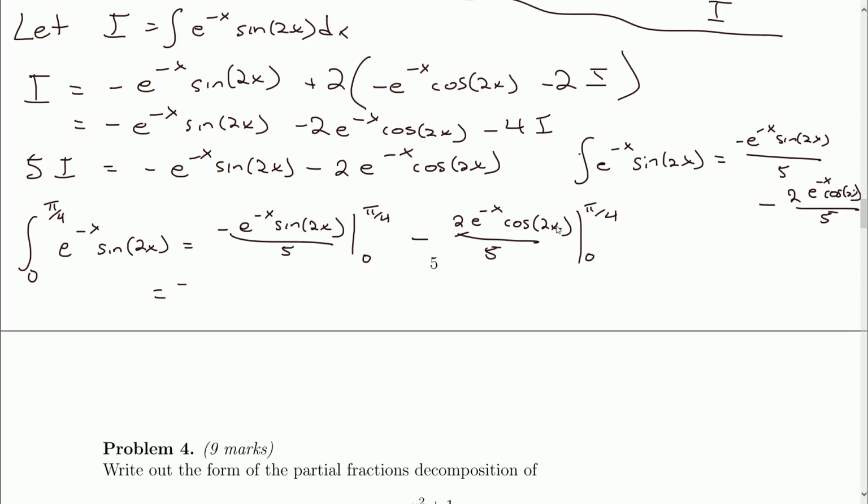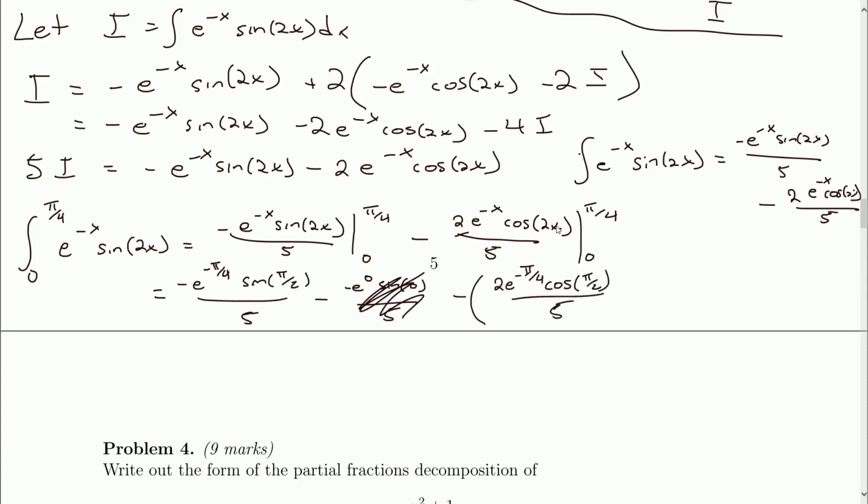Alright, so we'll get negative e to the negative pi by 4 sine pi by 2 all over 5, minus negative e to the 0 sine 0 over 5. Well, that guy goes away. Minus 2e to the minus pi by 4 cos pi by 2 over 5. Well, that goes to 0. Minus, again, 2e to the 0 cos 0 all over 5.